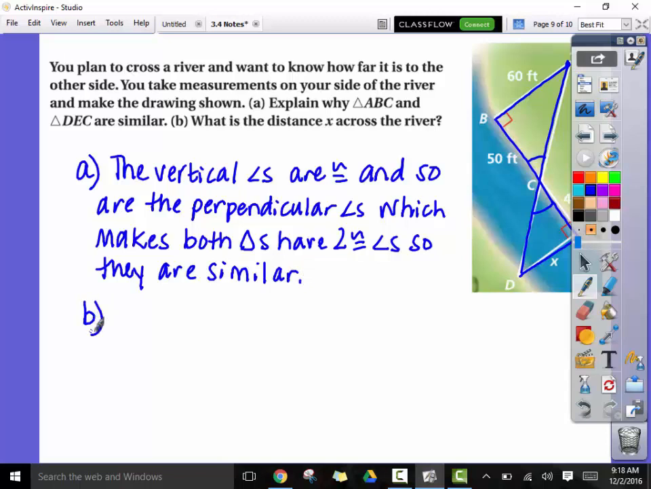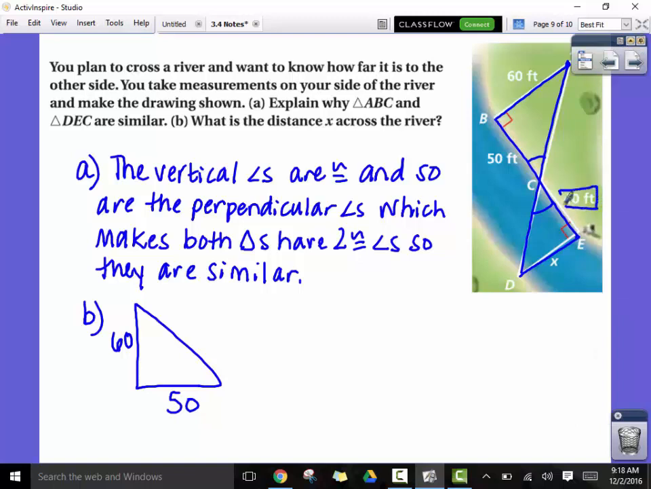For part B now, what is the distance across the river? So here's where I'm going to break apart my triangles. I'm going to draw the larger one with a height of 60 and a base of 50, and the smaller one is upside down. So if you look here, the base is actually 50. There's my base. There's my base. And here's my height. And here's my height. So the smaller one has a base of 40 and a height of x.